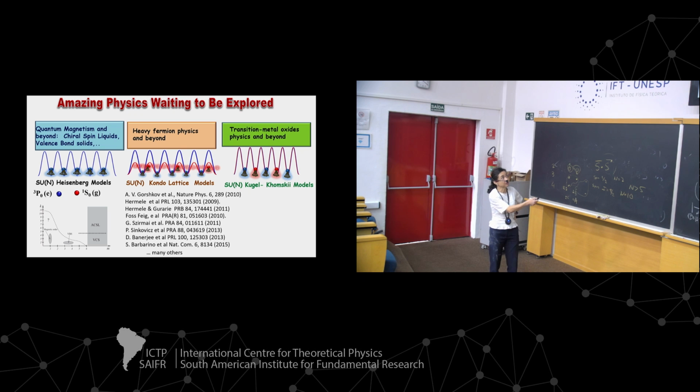This has not been seen. These are just theoretical predictions, where you are saying that when you have a spin 5 and beyond, we are going to have spin liquids. It's a lot of theoretical predictions.